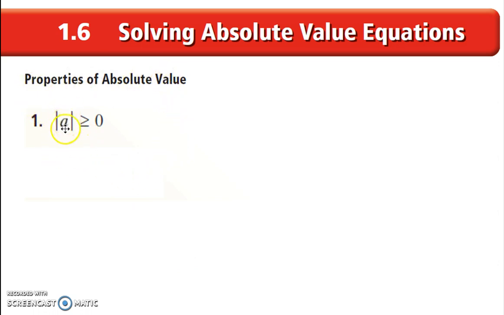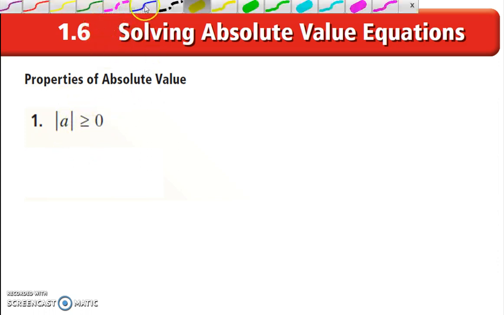First off, an absolute value of a number is always going to be greater than or equal to 0. Next, the absolute value of a negative number is the same as the absolute value of a positive number. So the absolute value of negative 5 is the same as the absolute value of positive 5.